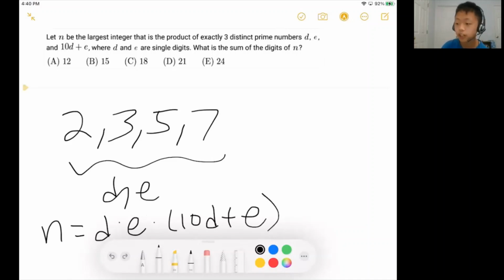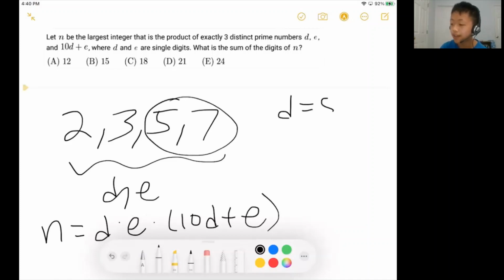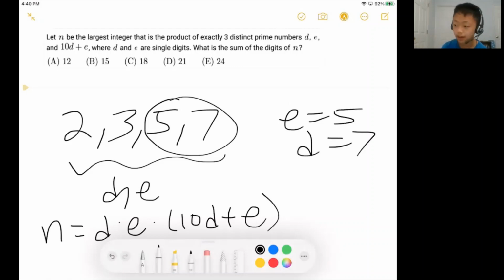So intuitively, we might try, okay, so what if d and e are 5 and 7? Maybe if d is 5, e is 7. Or actually, let's do it the other way around. If e is 5 and d is 7, right? Because the reason we might think of doing this is we want to make 10d plus e as big as possible. So if we want to make 10d plus e as big as possible, we want to make d as big as possible. So it might be reasonable to guess, okay, maybe d is 7 and e is 5.